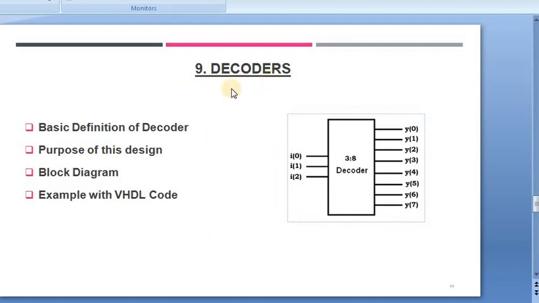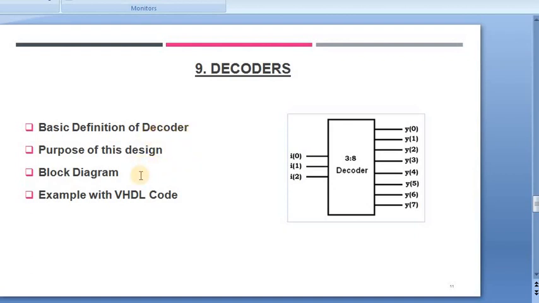Now the first question, what is a decoder? It is a combinational circuit that has n input lines and a maximum of 2^n output lines. Now what is the main purpose of this design? The basic purpose of this design is that it is a circuit that is used to change the code into a set of signals. It means we can say that a decoder has just the reverse action to that of an encoder.